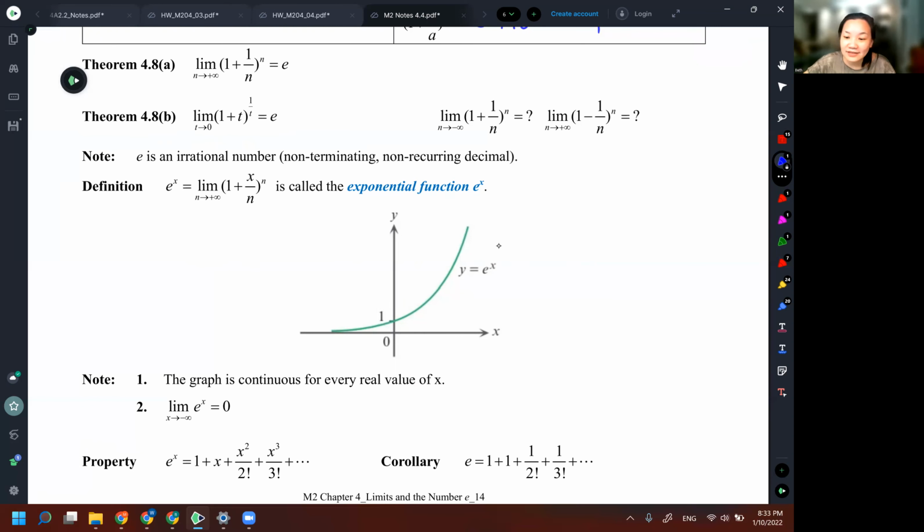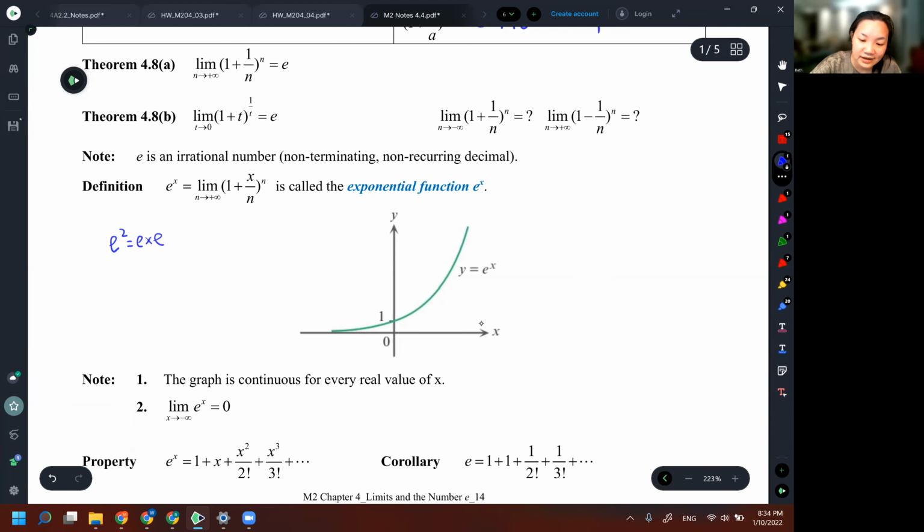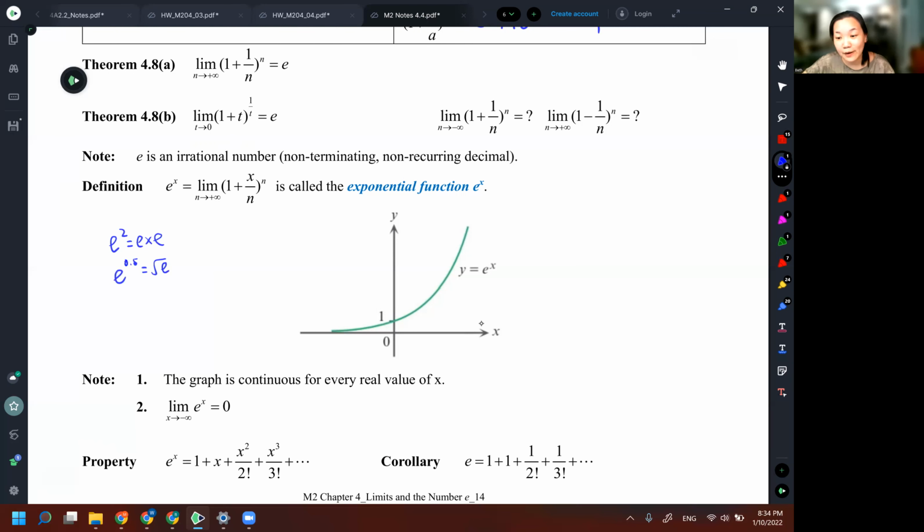Look at the definition. On the left-hand side, it's easy to understand. It's just base e and then x. What is e squared? It's e times e. Then e to the cube, e to the power 0.5, which is square root e, basically. The left-hand side is e to the power x. The right-hand side is equal to a limit, and the limit has n in it.